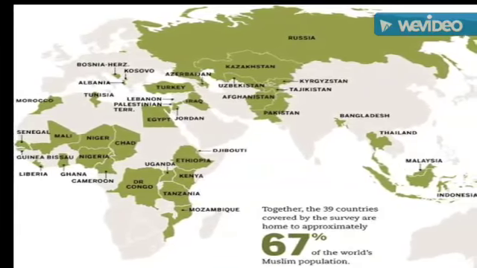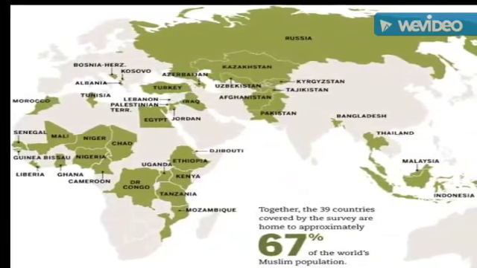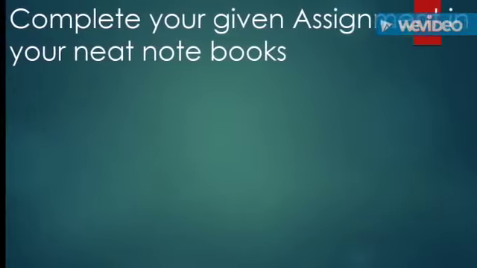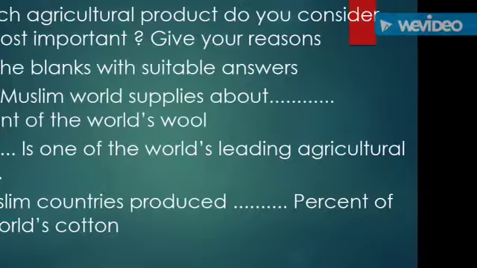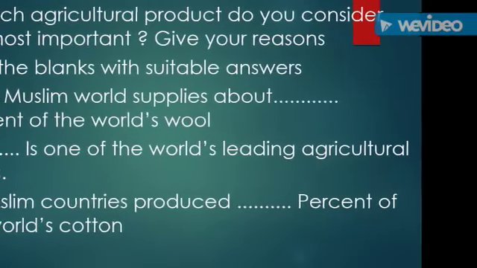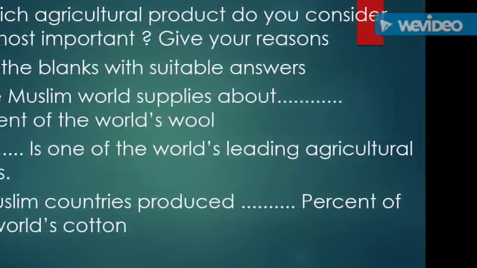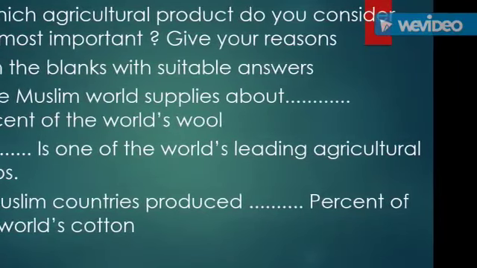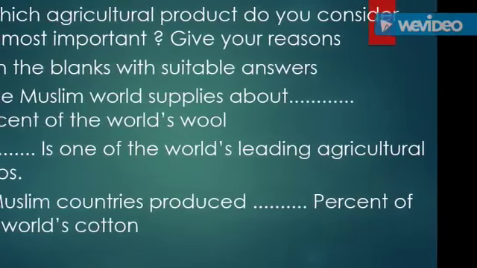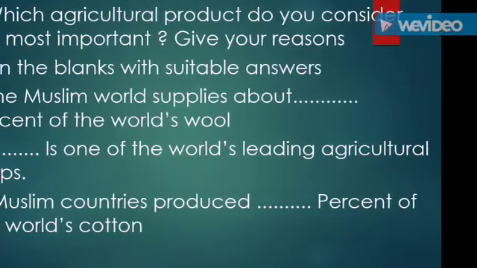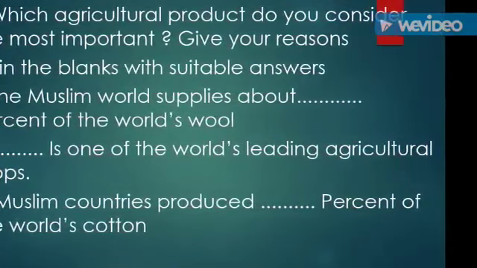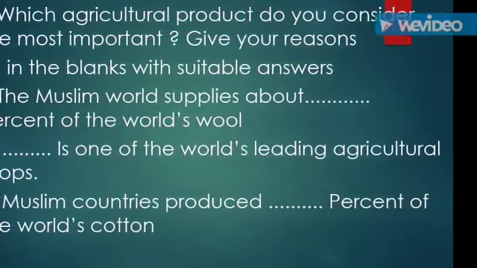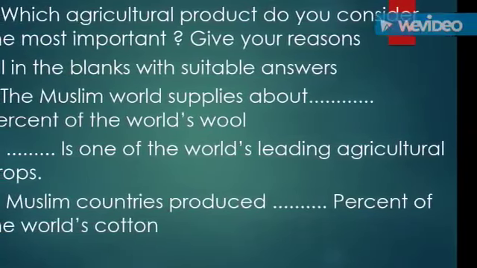Here is your home task, and the home task is a question and fill in the blanks. Question number 1 is, which agricultural products do you consider the most important? Give your reasons. This question is in your textbook on page number 16. Question number 1. Students, you have to think about it and come up with your own answers. However, there are some suggestions for your convenience.